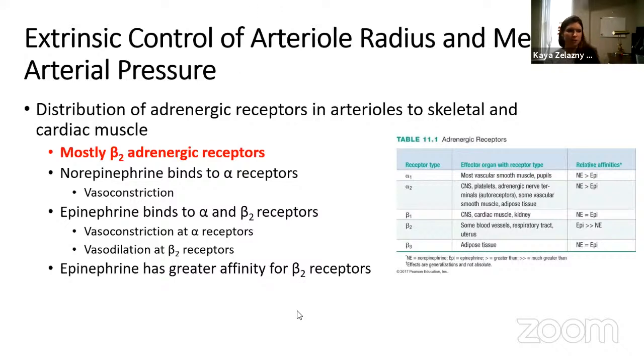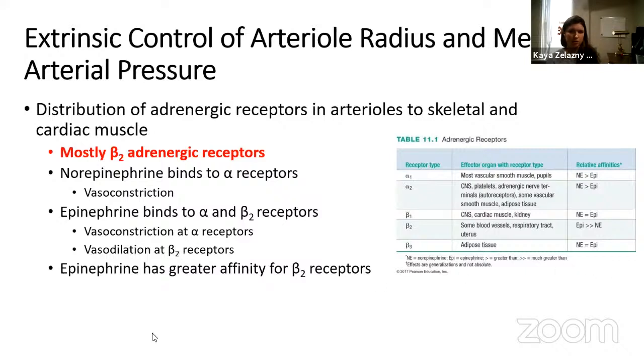Okay. So epinephrine is going to be binding alpha receptors and causing vasoconstriction. But when epinephrine binds a beta-2 receptor, it's going to cause vasodilation. Someone mentioned that it's page 311 in the text, this chart that I have up. So it causes vasoconstriction at alpha receptors, vasodilation at beta-2 receptors.